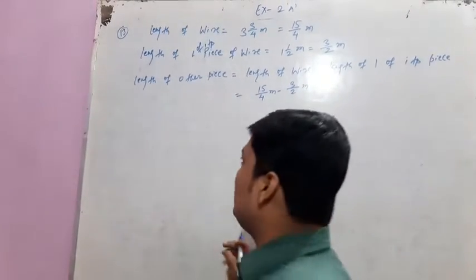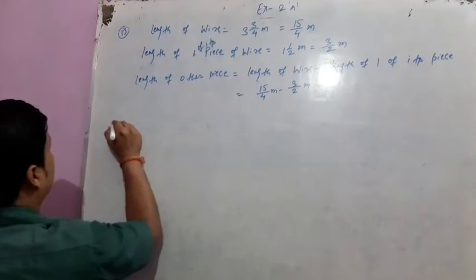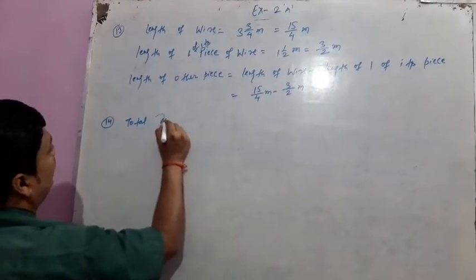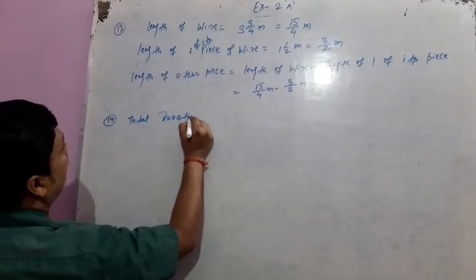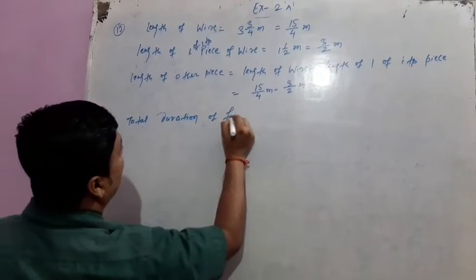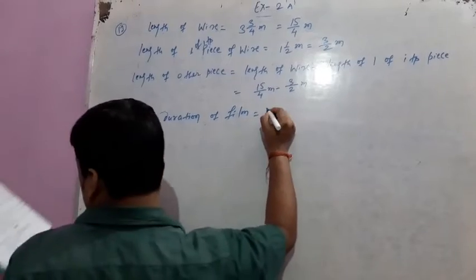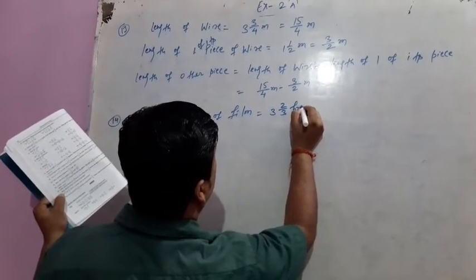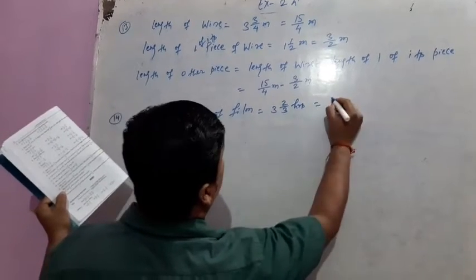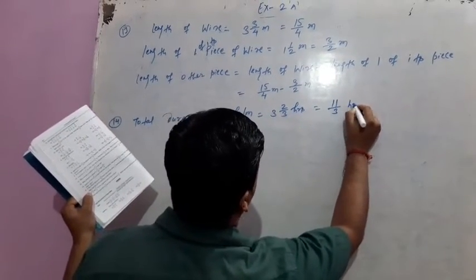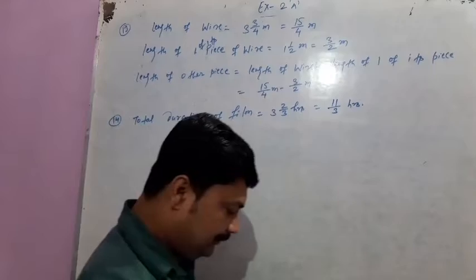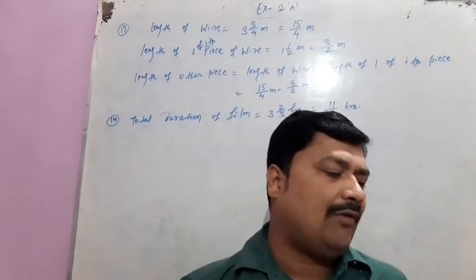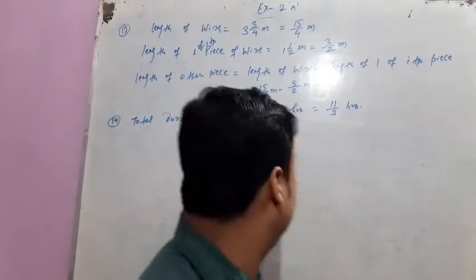Now next question, a film show lasted for 3 whole 2 by 3 hours. What is the total duration of the movie? Total duration of the film is 3 whole 2 by 3 hours, that is 11 by 3 hours. Out of this time, 1 whole 1 by 2 hours was spent on advertisement.